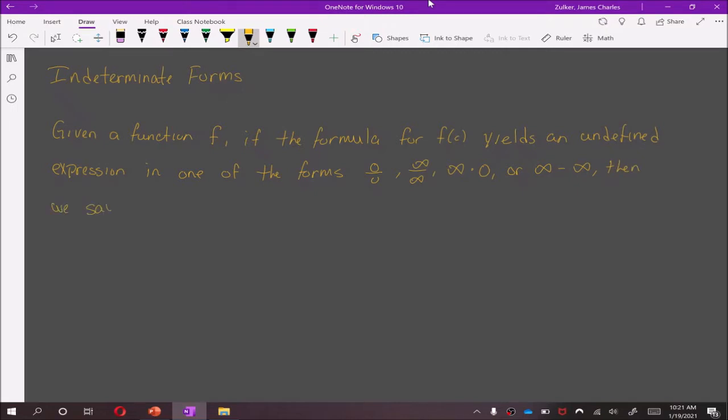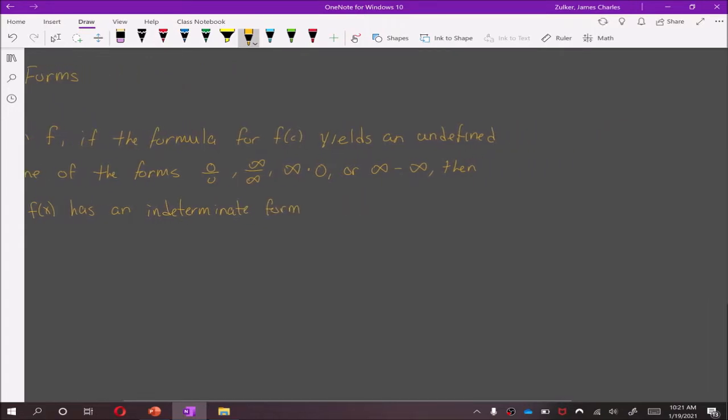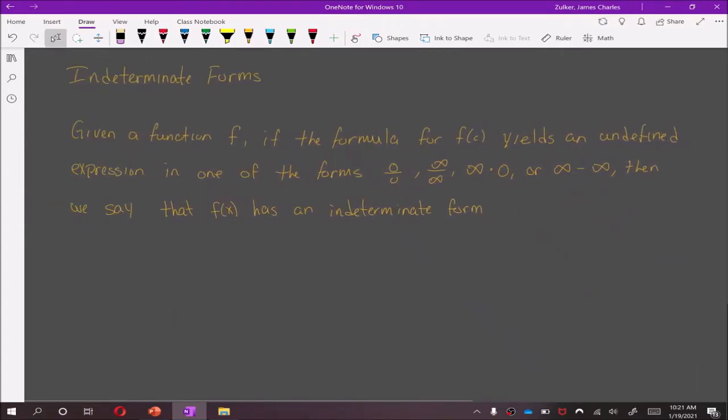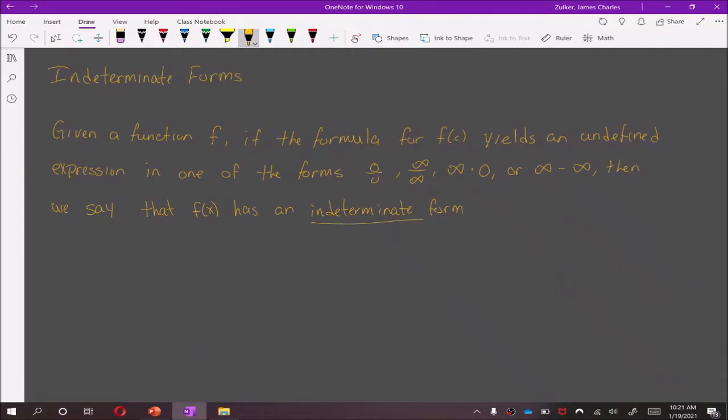then we say that f of x has an indeterminate form or is indeterminate at x equals c.